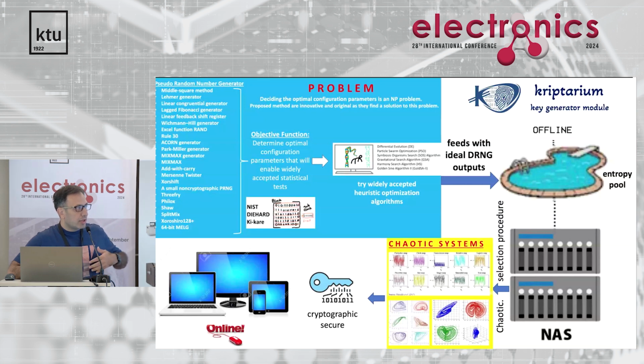We generate many random number configurations, and we put them in the entropy pool, and then we select these values using chaotic systems. In this way, we guarantee statistical quality and unpredictable structure of the generators.